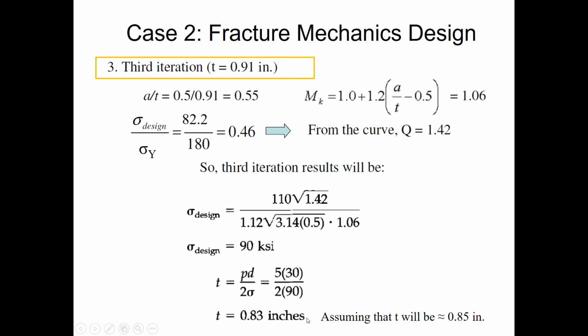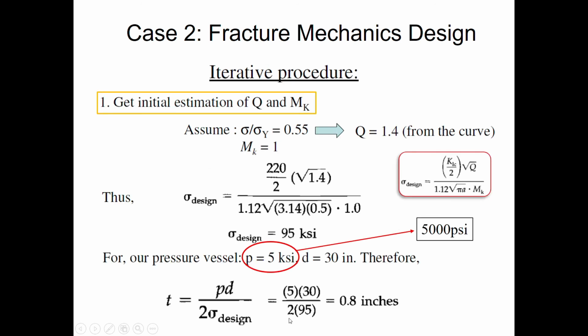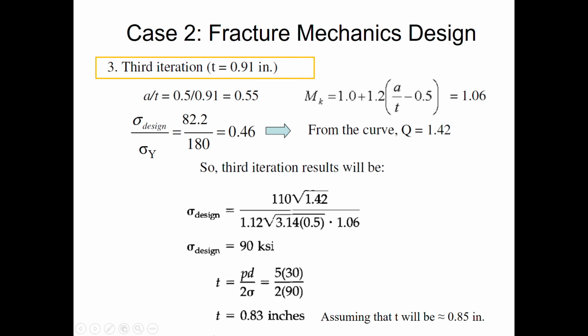Okay, if you see, there is no consistency: for the third iteration you obtain the thickness as 0.83, the second iteration 0.91, and the first iteration is 0.8 inches. So we need to take a value in between those, 0.8, 0.91 and 0.83. That's why they say to assume that t will be 0.85, so that it will be in between those values.